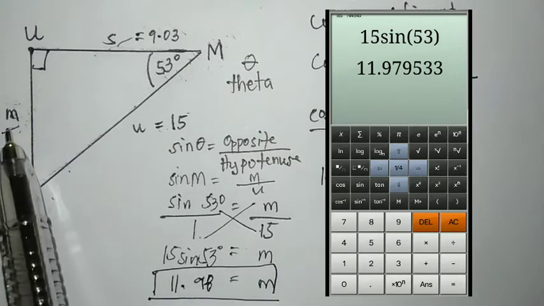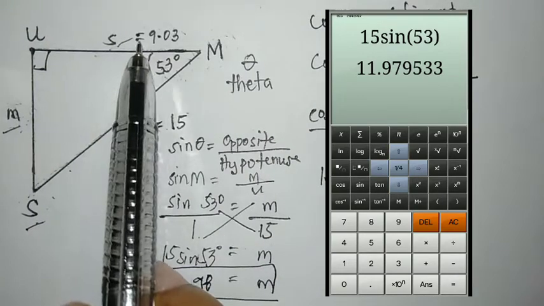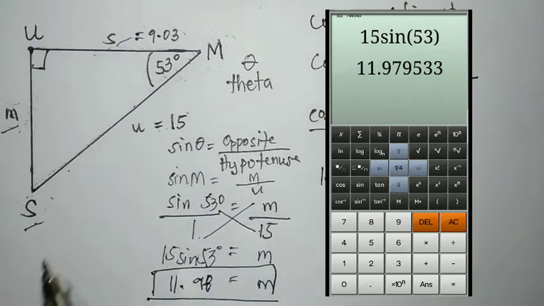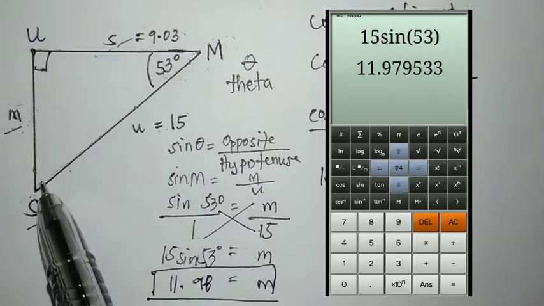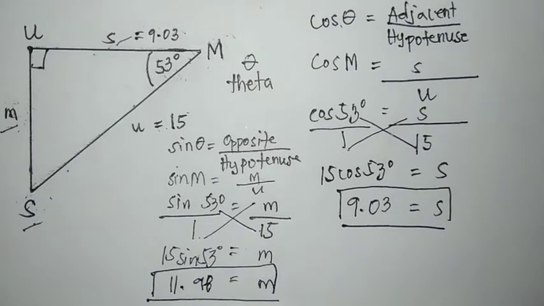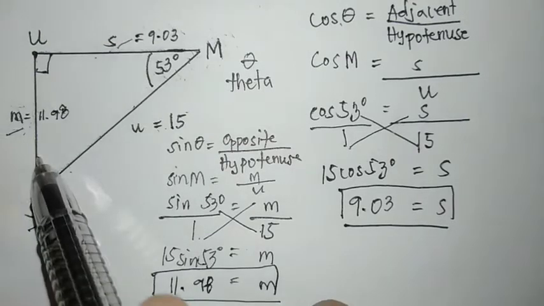So, si side M is 11.98. Si S is 9.03. Si U is 15. As you can see, mas malaki pa din itong hypotenuse, kasi the hypotenuse in a right triangle is the longest side. And now, hanapin naman natin si angle S.